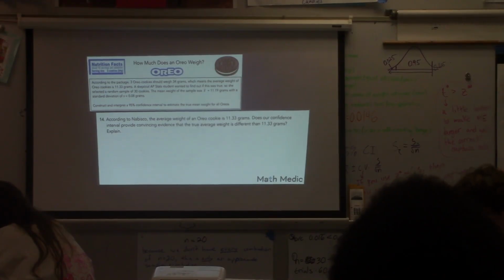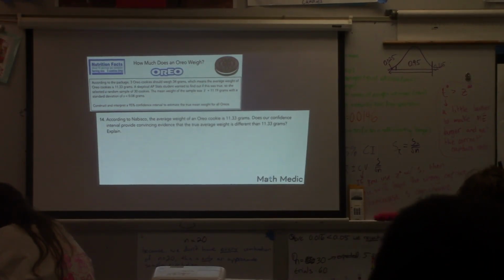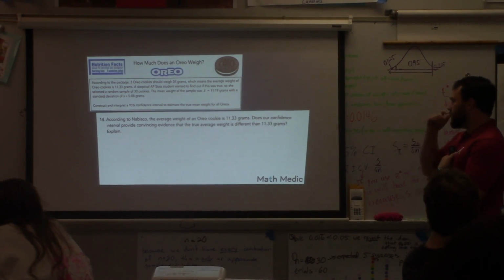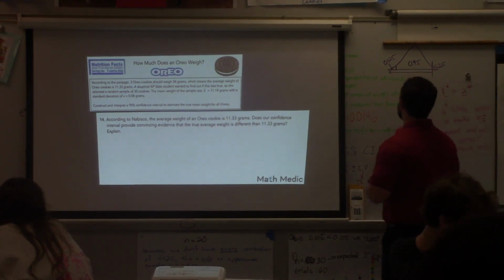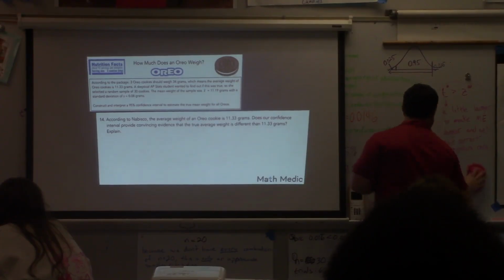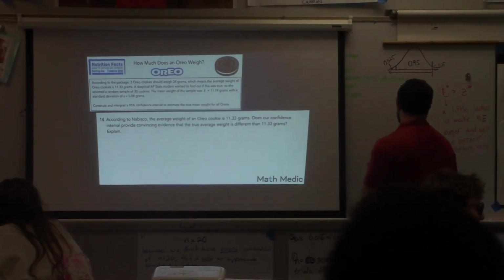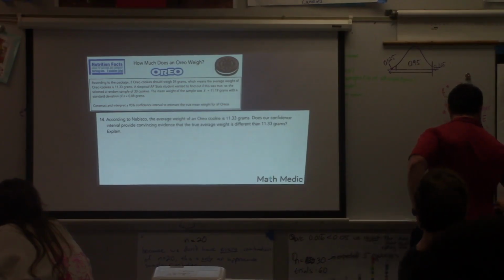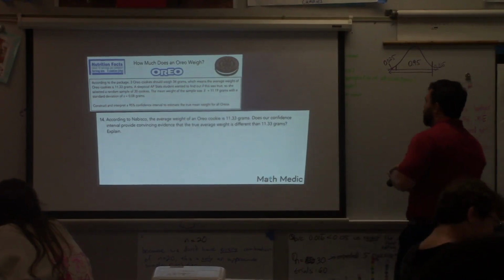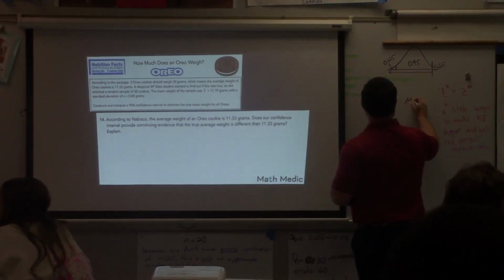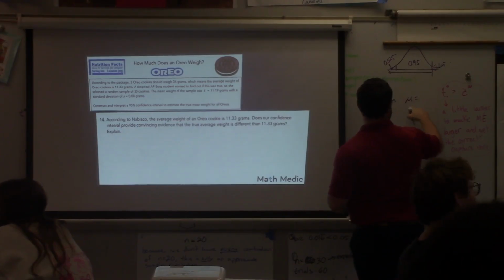According to Nabisco, the average weight of an Oreo cookie is 11.33 grams. Does our interval provide convincing evidence that the true average weight is different than 11.33? No, we reject the null. What are you talking about? Look at your paper. Alright, let's rephrase this. Nabisco's claim is that mu is equal to what?